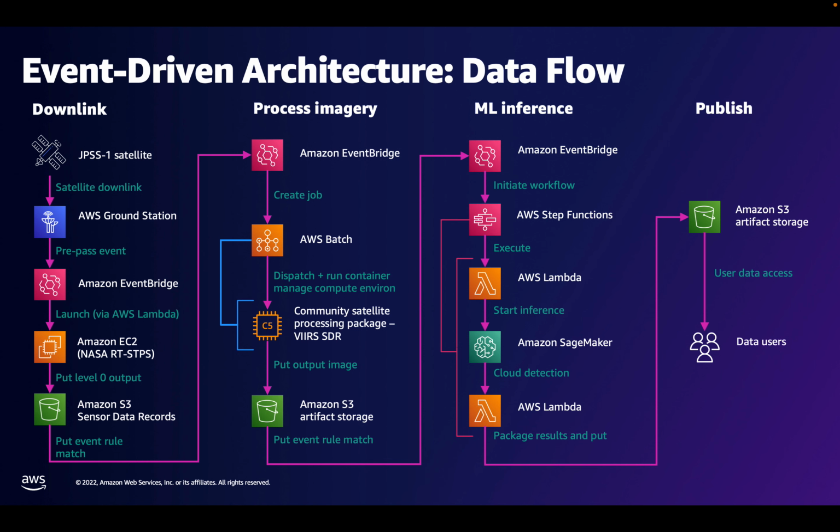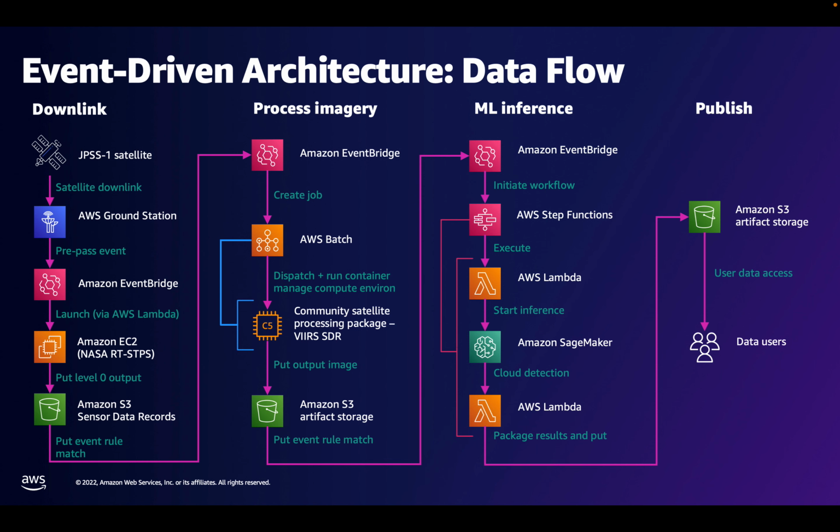that launches an EC2 instance that's running NASA RT-STPS to produce the level 0 output, and then it drops that into an S3 bucket. I learned this week that we have alternatives to RT-STPS, which might give us much better performance. Thank you, Bruce. So we're going to be exercising that over the next period of time.